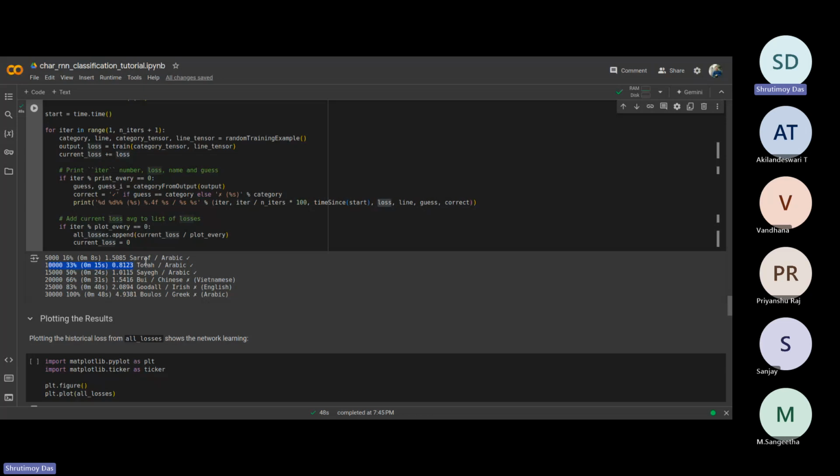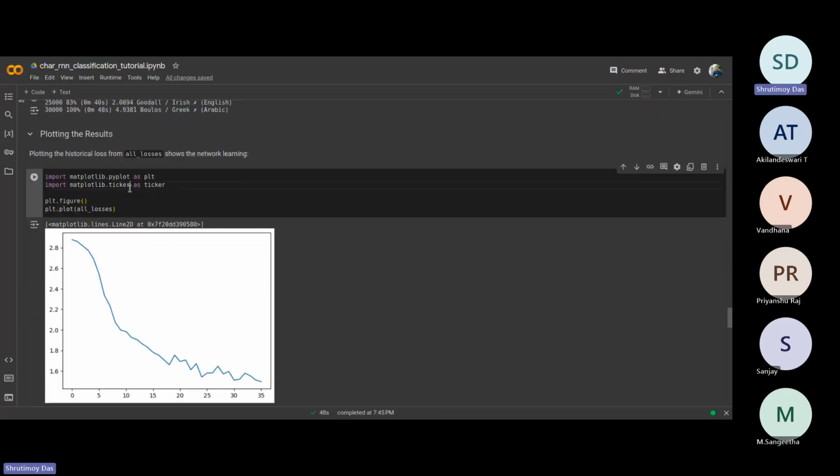So when our loss is good, we have some correct predictions. This Saraf was an Arabic surname, so it is a correct prediction, and all these three are correct. But once our loss increased, that means we're not learning good weights, and we started giving wrong results. Like Kudal is English, but it shows that it is an Irish surname and so on. So this is what happens in a training procedure.